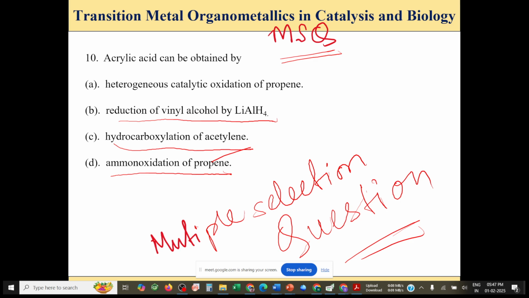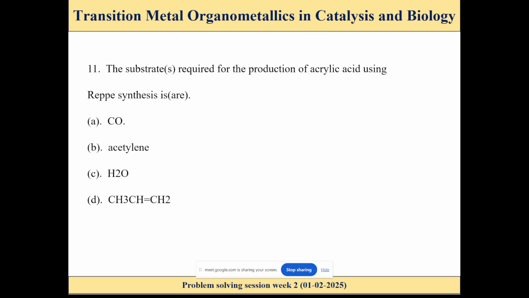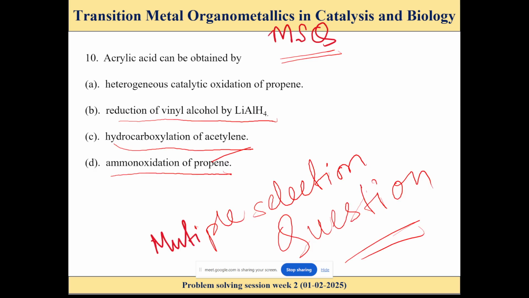So the acrylic acid can be synthesized by heterogeneous catalytic oxidation of propane as well as the hydrocarboxylation of acetylene.